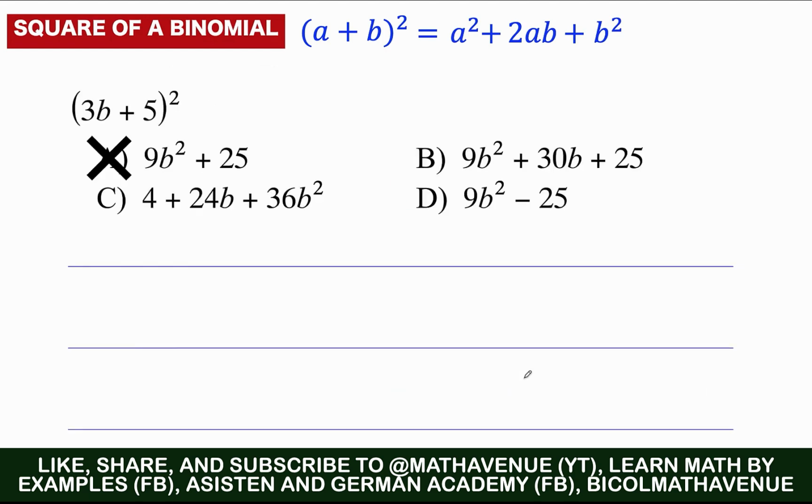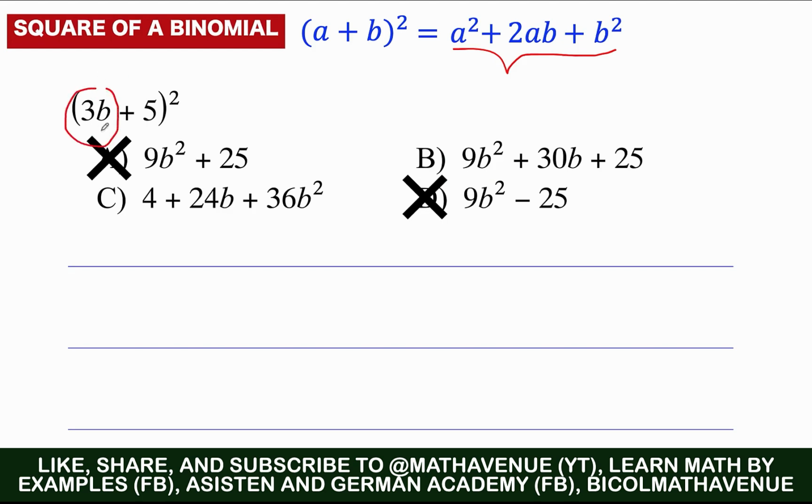Next, in here, we can automatically eliminate option A and option B because for the square of a binomial like this, we always expect 3 terms for the answer. So it's either C or B. Let's copy the problem. So you square the first term.